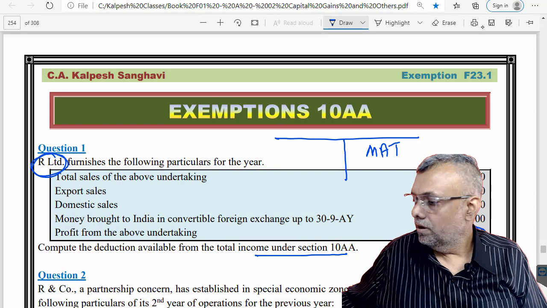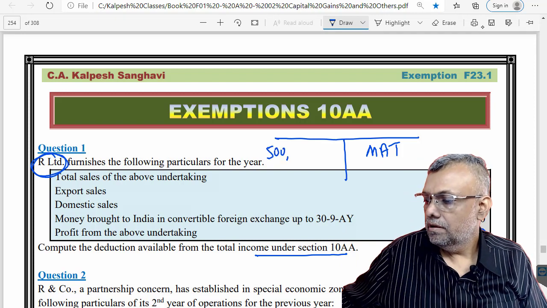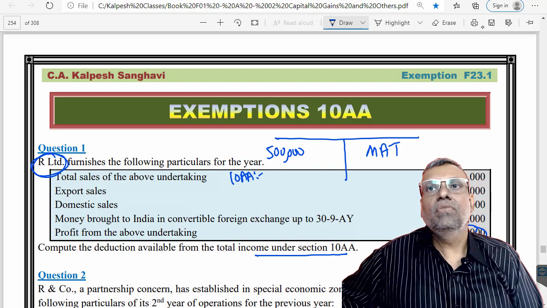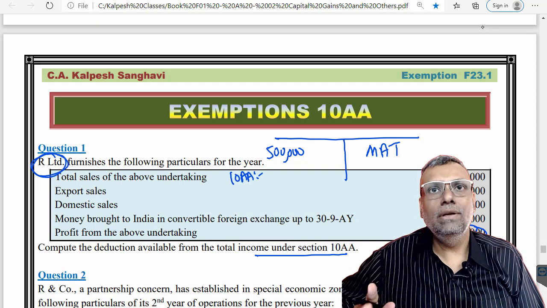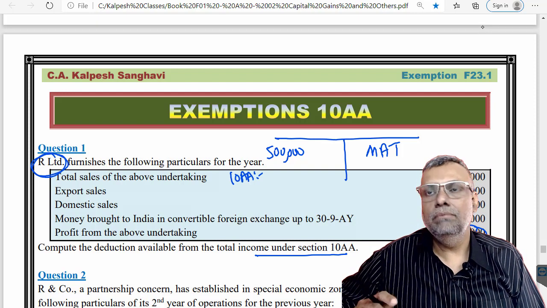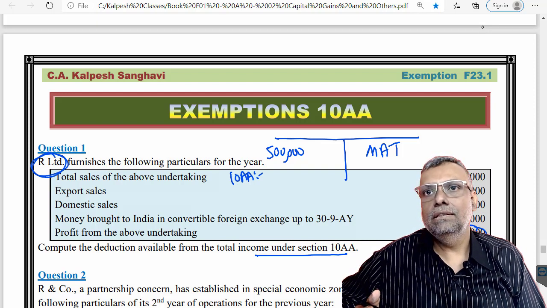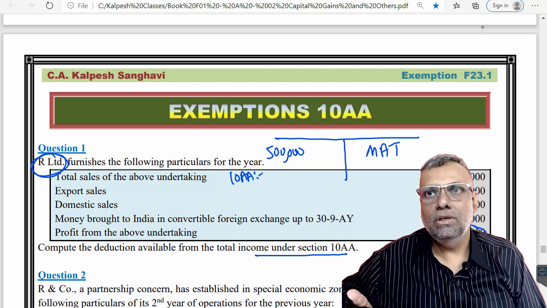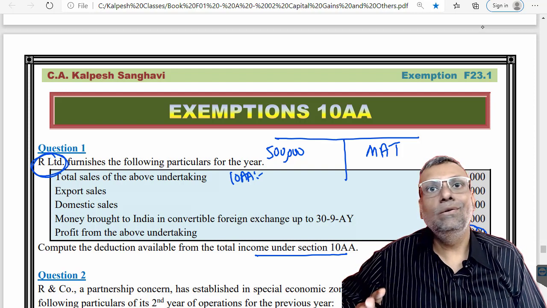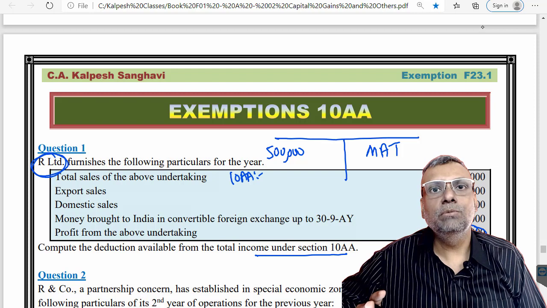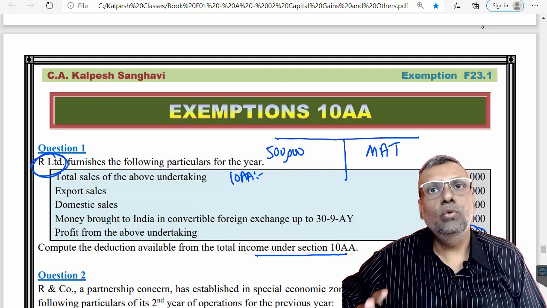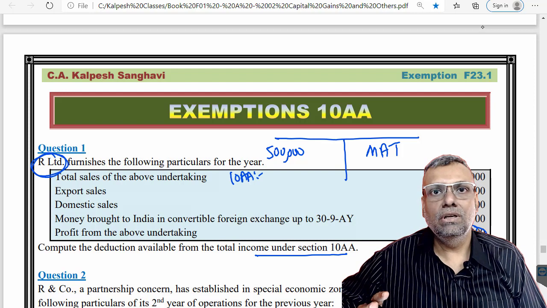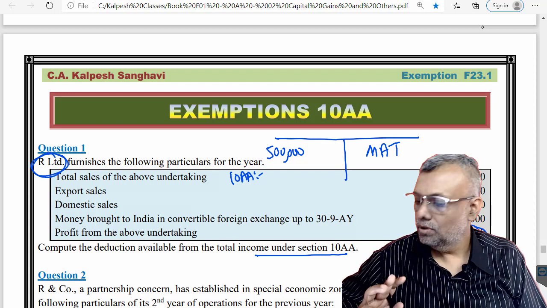Profit from the above undertaking is 5 lakhs. From this I'll have to give a deduction. There are 3 notes that you should not forget. One is that you assume that you have filed the return of income. Second is the meaning of export turnover. And third is that you have assumed that within a period of 6 months from the end of the year, you have already brought the monies into India, and only then it will be regarded as export turnover. Otherwise it will not be regarded as export turnover.